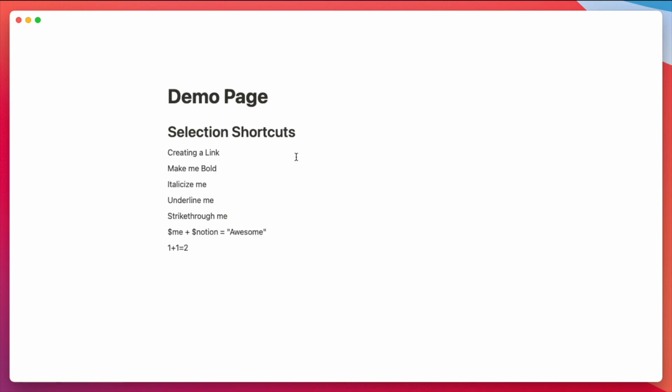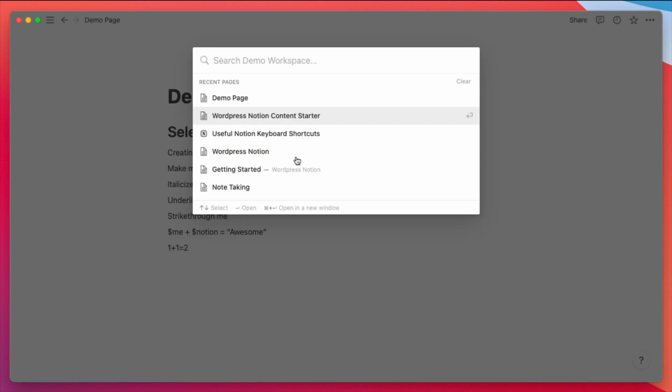So there are a set of shortcuts that are used for formatting highlighted text. And these are very similar to what you'll see in other text editors, but also some of these are very Notion specific here. So the first keyboard shortcut is we're going to use Command K. And if you remember from before, Command K is used to search through pages or look through recent pages that you've done.